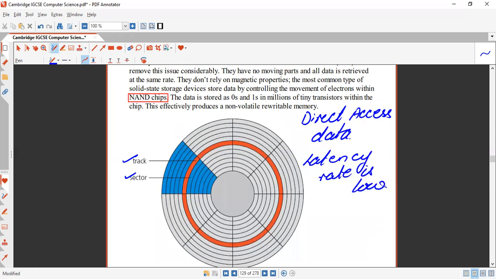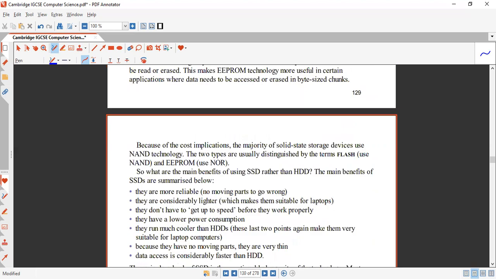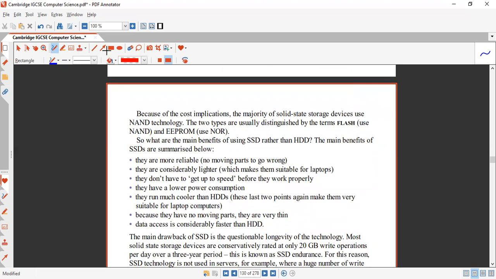You have considerably less. That's the reason they are fast. There are a few other advantages of the SSDs. What are those few other advantages?